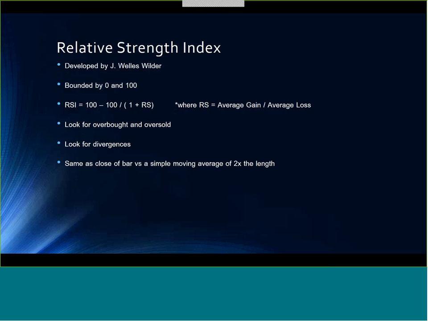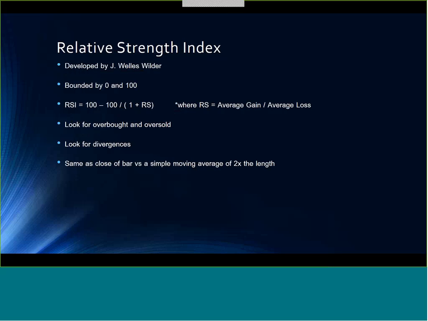It's looking for average gains and losses over n-bar periods. If it's a 9-bar RSI, you're looking back 9 bars. You're looking for average gains and losses over that time period. And then you're creating this factor, this relative strength index, and you're adding it and dividing it from 100, and you get this bit of an oscillator. We're looking for overbought and oversold.